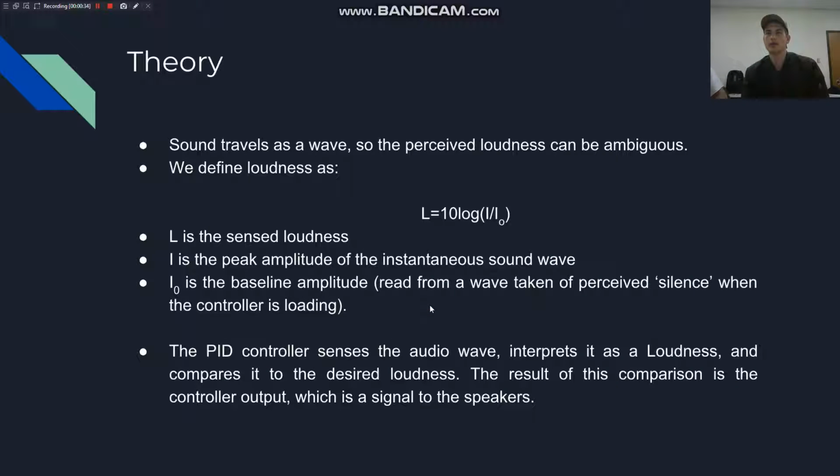So the theory behind this, or the trick to figuring this out, was we needed to define loudness. So we used the equation shown here to define our sensed loudness, where we take the peak amplitude of an instantaneous sound wave and divide that by a baseline amplitude taken when there's silence in the room. So once the controller's been calibrated, then it can compare any instantaneous sound wave to this baseline, take the natural log of that times 10, and that's what we used as our loudness. So the controller can sense a wave, interpret it as a loudness, and then use that to come up with an output.